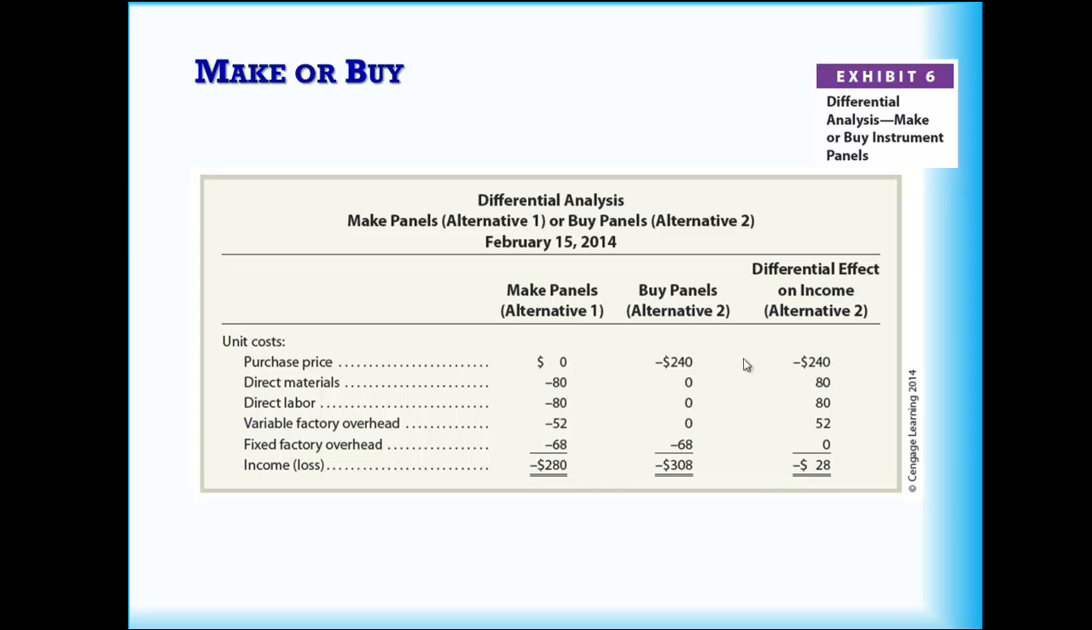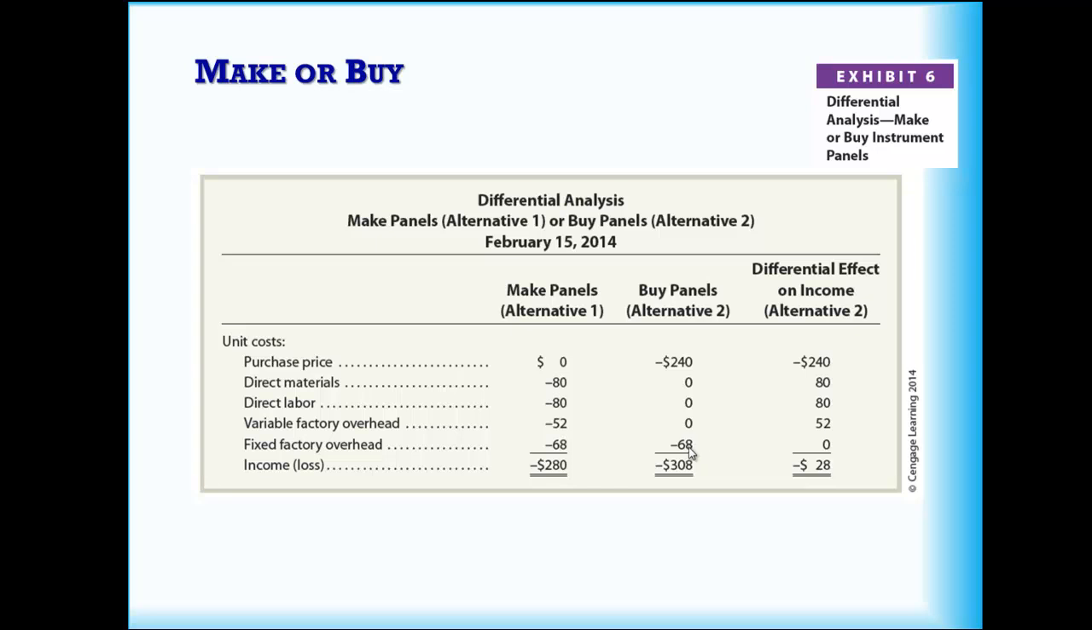Alright, so here's the alternatives. If we purchase it, it said $240, we could pay $240, so that's the differential component right there for that. So we can purchase it for $240, but remember that $68 of fixed cost is not going to go away, so we're going to have the $240 purchase price, and that fixed cost is still going to be there. Just because we decide to purchase this one component doesn't mean that we're able to get rid of some of the fixed costs that might go along with running the factory.